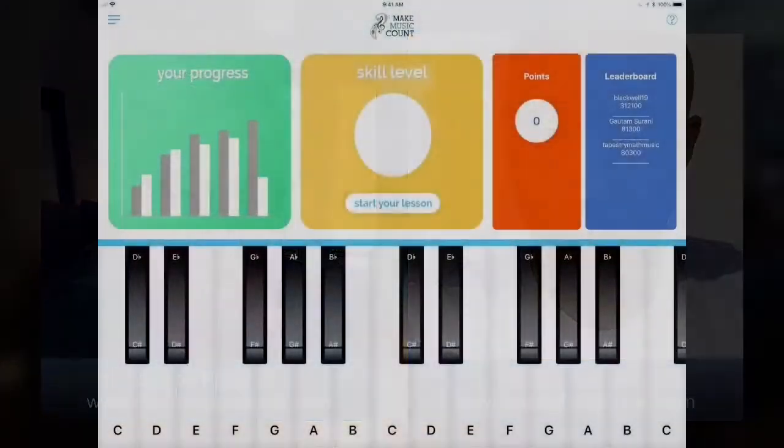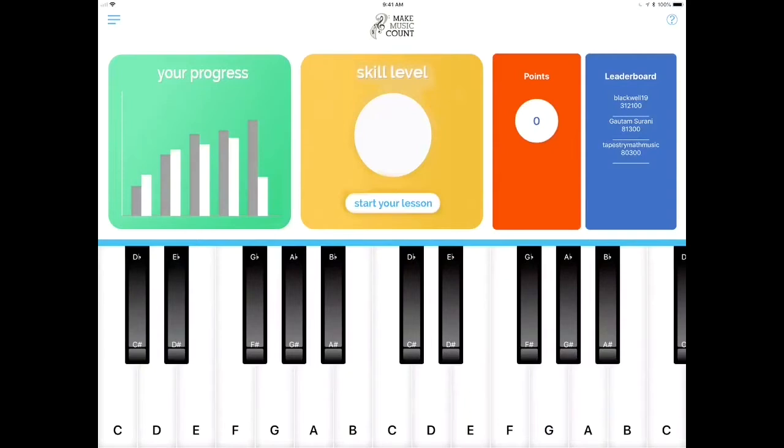All right, so let's take a look at the app. There's the main screen. So if you can tell us a little bit about what we're looking at now. Can you still hear me? Yes. Okay. So this is a working piano at the bottom of the screen.